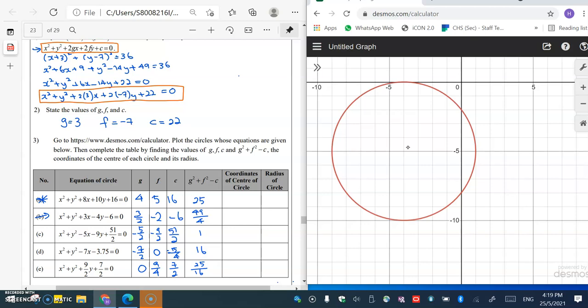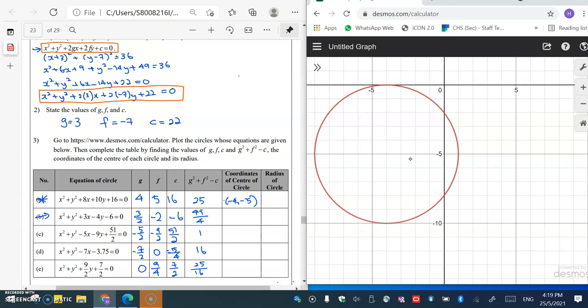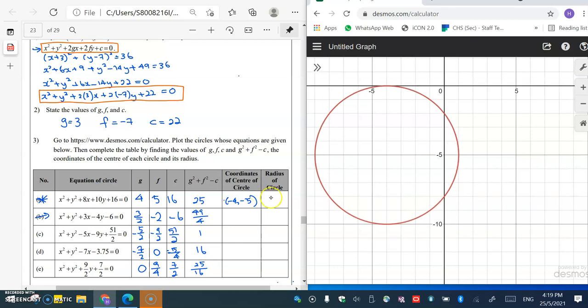If I were to look at the center of the circle and read the coordinates, I am looking at negative 4, negative 5. So I'm going to put that in my notes. Negative 4, negative 5. That's the center of my circle. Now, if I measure the length of the radius, that's 1 unit, 2 units, 3 units, 4 units, 5 units, I will see that my radius of the circle is 5 units. All right, that's for the first one.